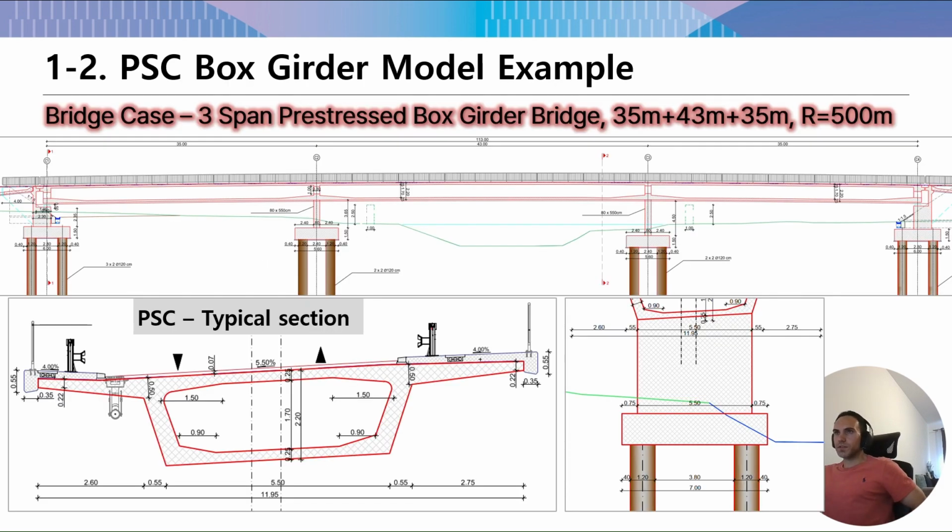The prestressed box girder bridge is shown here. The drawing is a three-span curved continuous box girder. The typical section is a one-cell box girder.